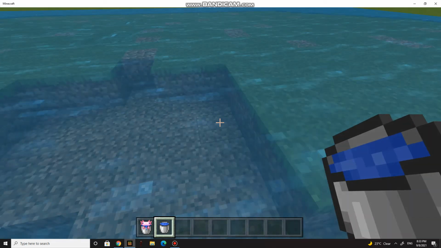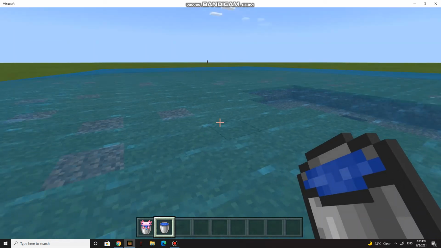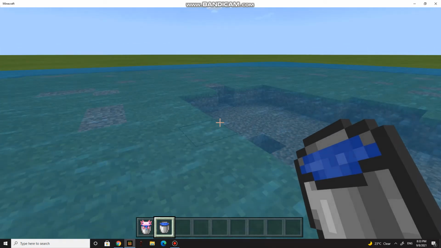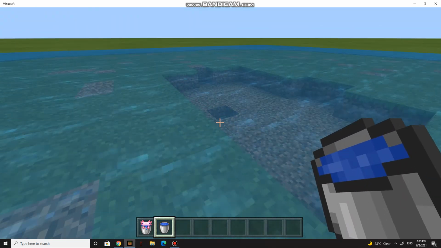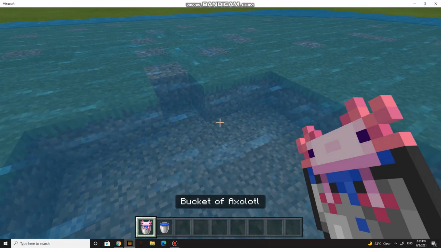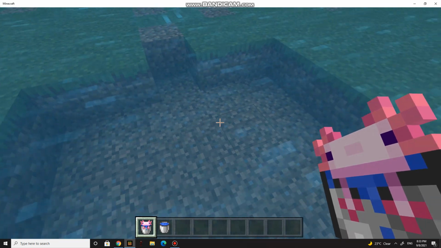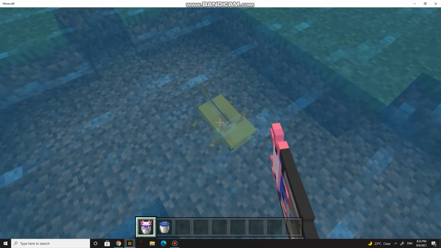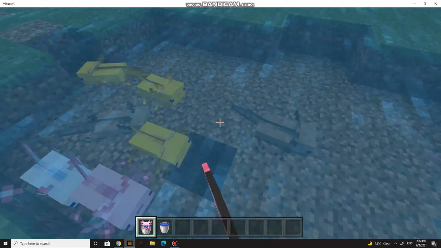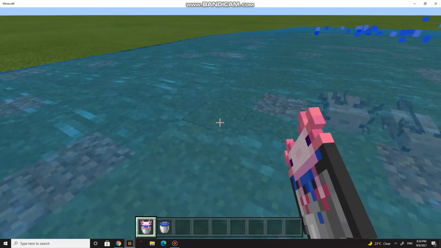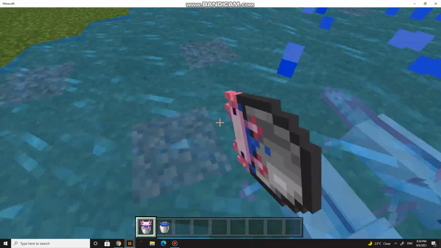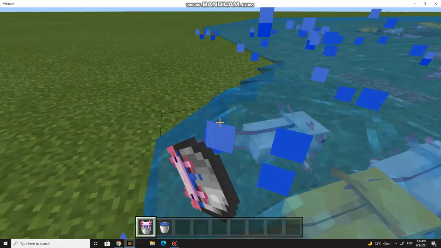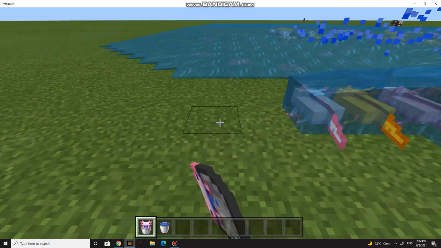I still am going to try to find a rare axolotl, like this thing, axolotl, like a blue axolotl. Okay, let's start. I'm going to put it in water because they live in water, but I maybe can do it like this too. Okay.